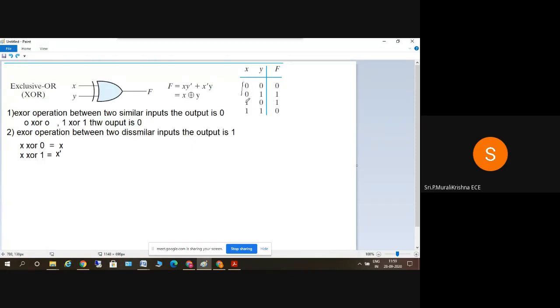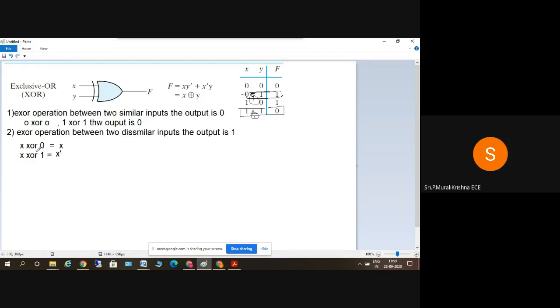So check these two cases. So what are those two cases? This one and this one, where x is XORed with 1 here. So I perform the XOR operation of these two. What did I get here? I got a 1, which is the inversion of x here, and I got a 0 here, which is the inversion of x here. So I'll get x bar here.